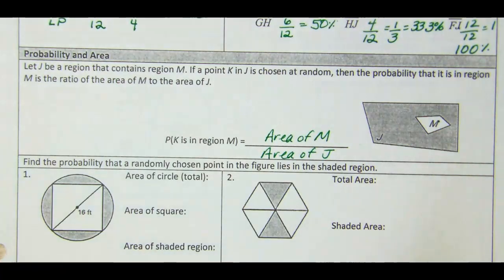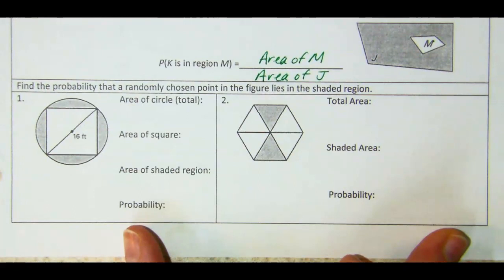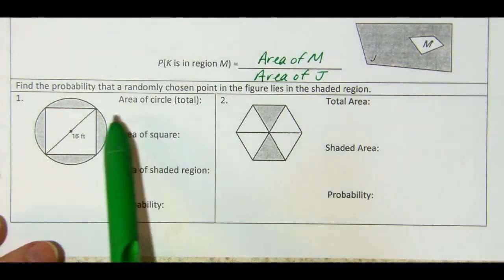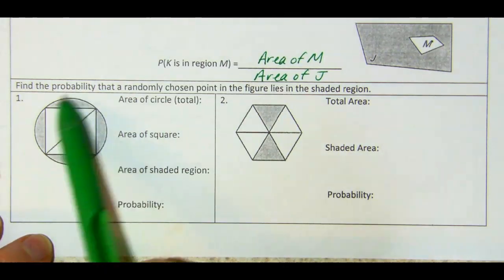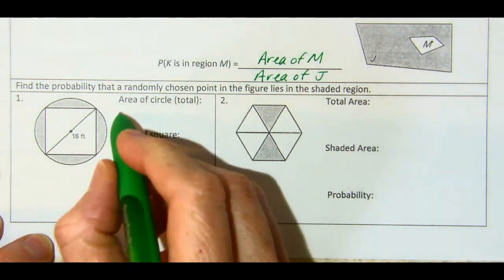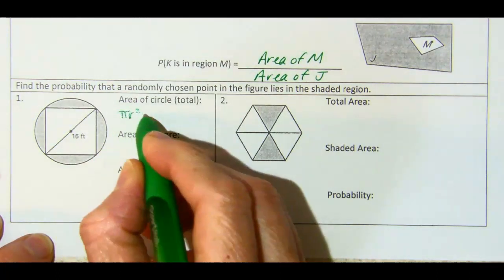So sometimes the figures can be a little tricky though. So it says find the probability that a randomly chosen point in the figure lies in the shaded region. So for these first two problems, we're going to walk through them slowly, and we're going to talk about the part and the whole. So the very first thing we always like to do is the whole. So we have this circle here. So the area of this circle is going to be pi r squared.